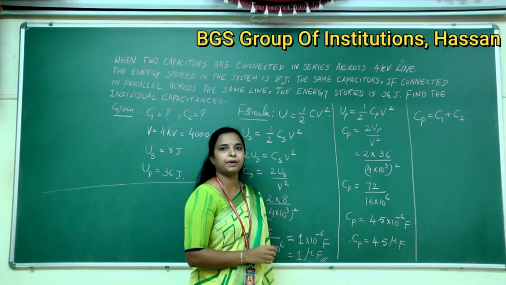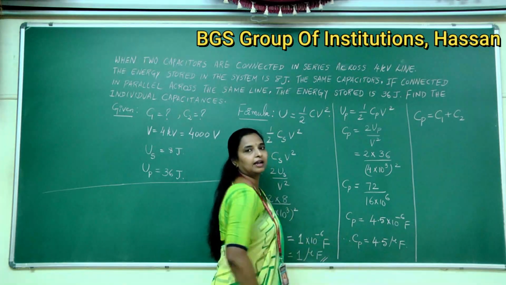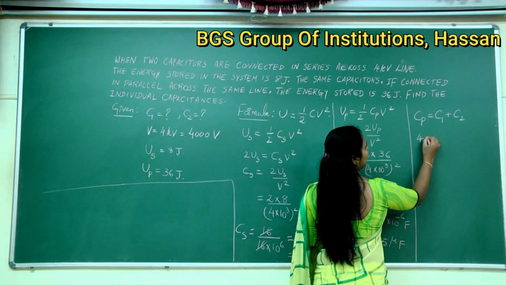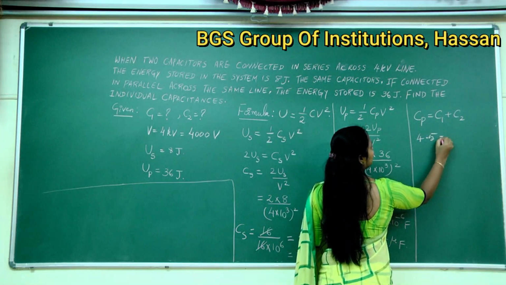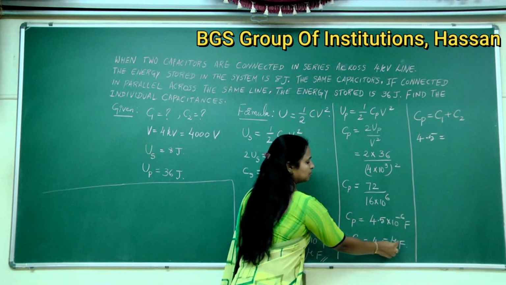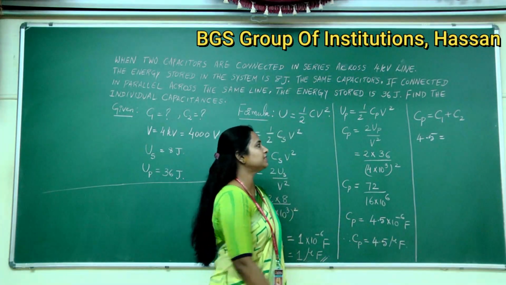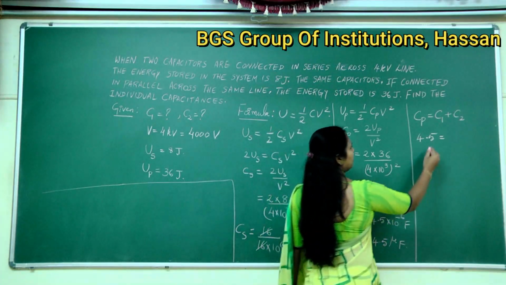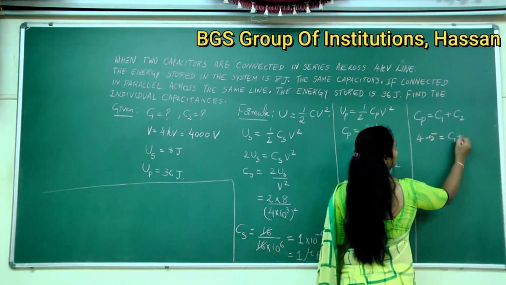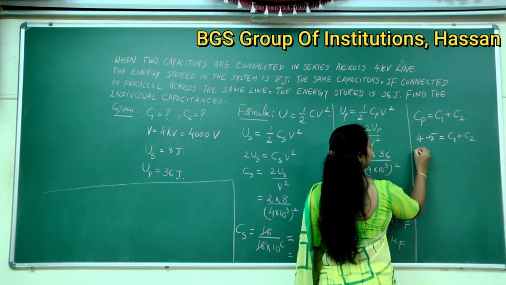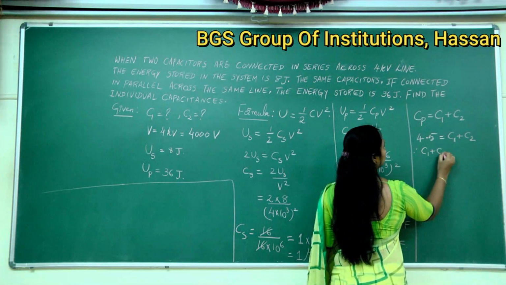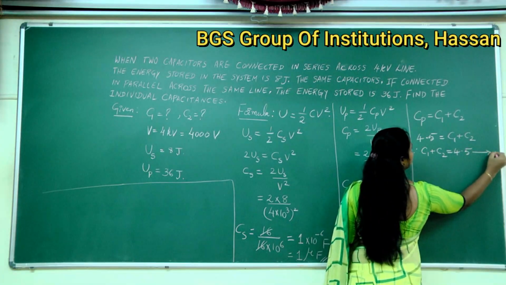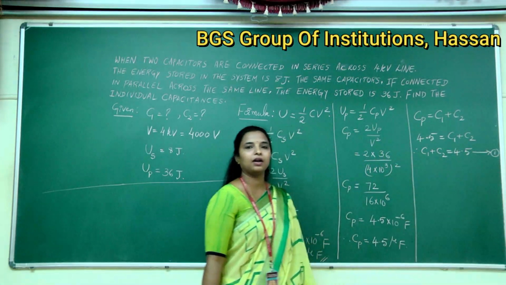What is the value of Cp? We have already calculated the value of Cp and its value is 4.5. You can forget about the 10 power here because anyhow we can write it at the end. C1 plus C2. So therefore C1 plus C2 is equal to 4.5, and call this as equation number 1.